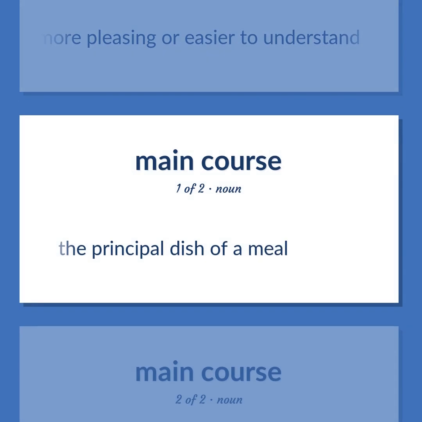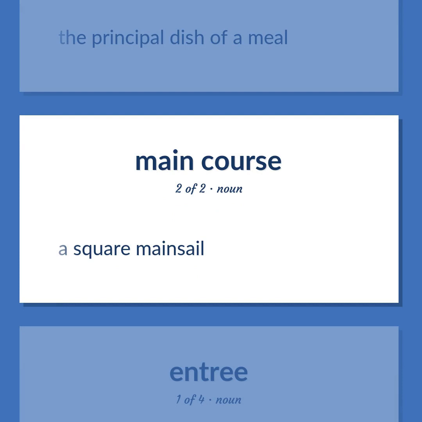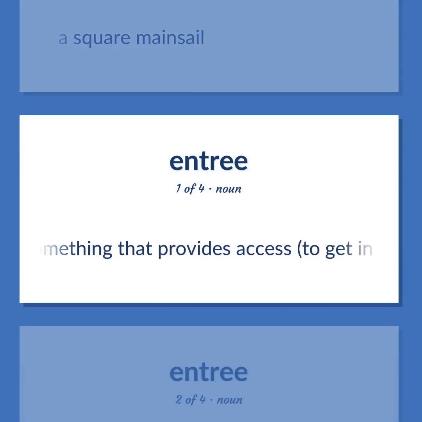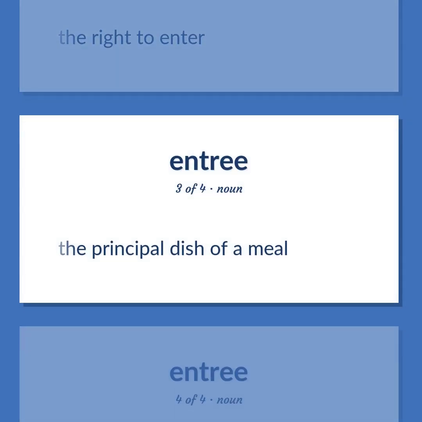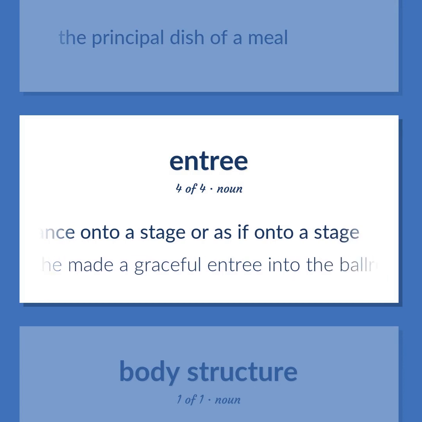The principal dish of a meal. A square mainsail. Something that provides access, to get in or get out. The right to enter. The principal dish of a meal. An entrance, especially a theatrical entrance onto a stage or as if onto a stage. She made a graceful entree into the ballroom.